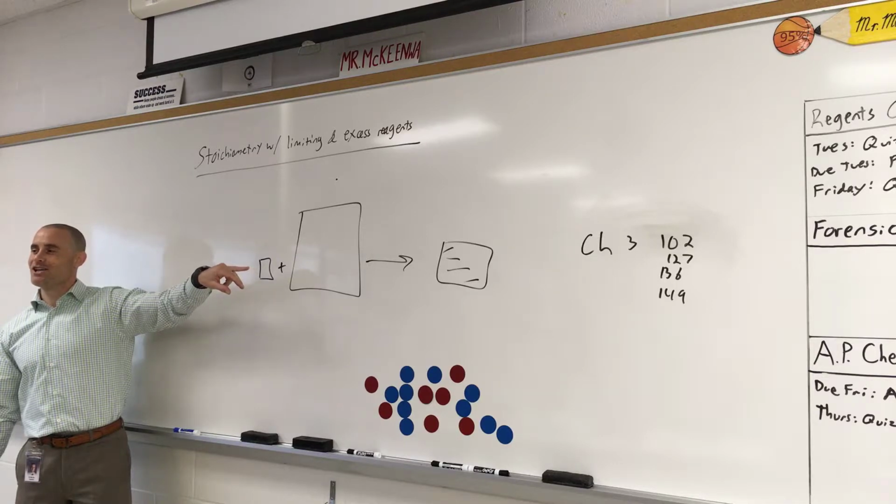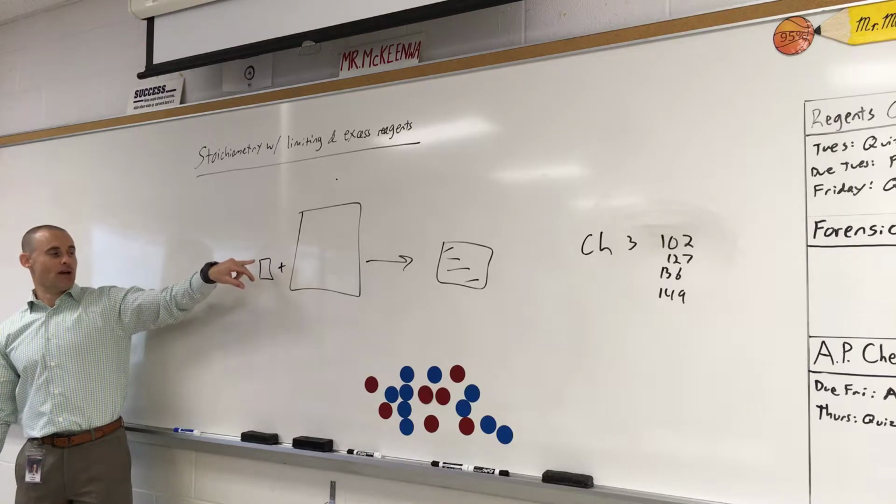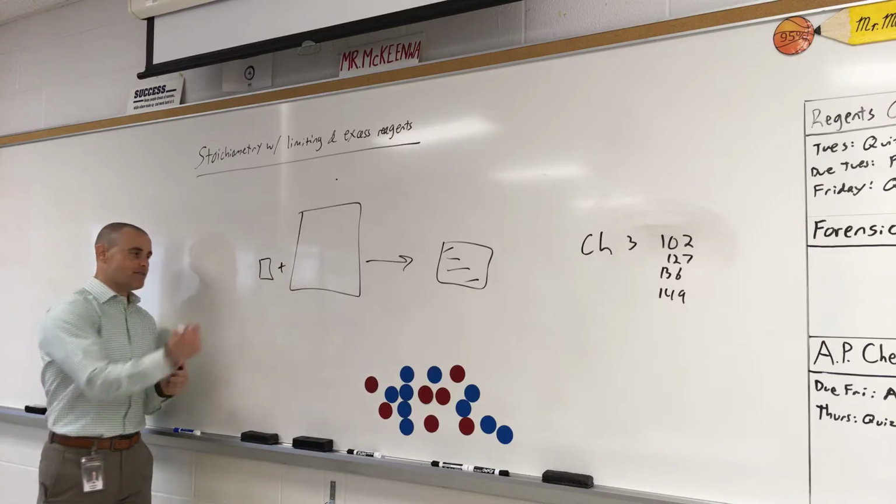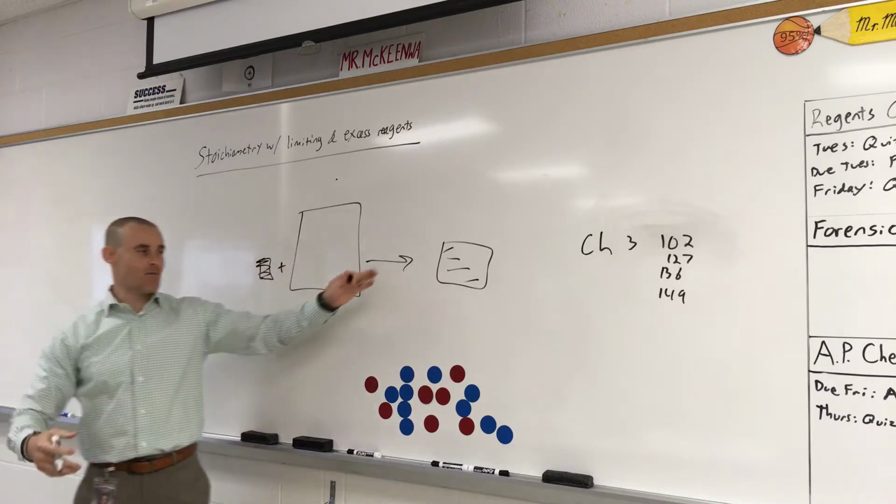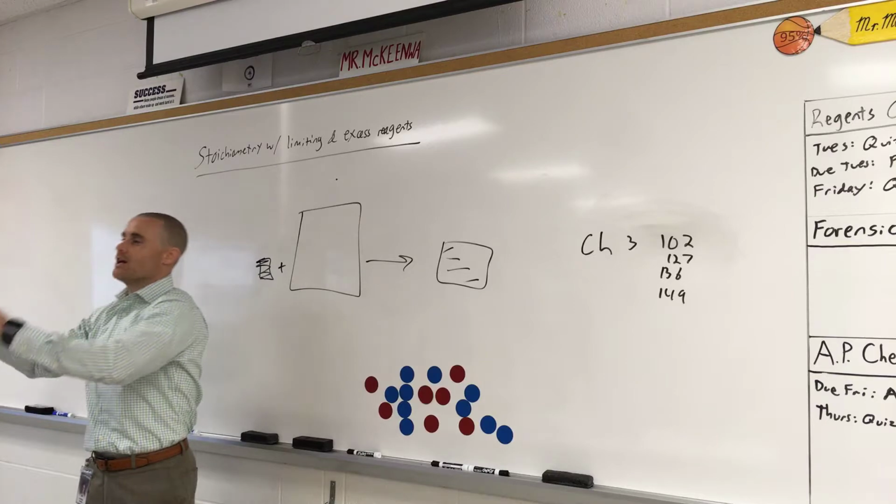Can you go with the analogy? Peanut butter can run out first. You know where I'm going with this. As soon as the jelly runs out, you can't make any more sandwiches. Assuming you can't go get more, okay, just stay with me.